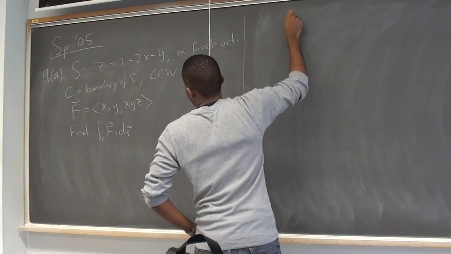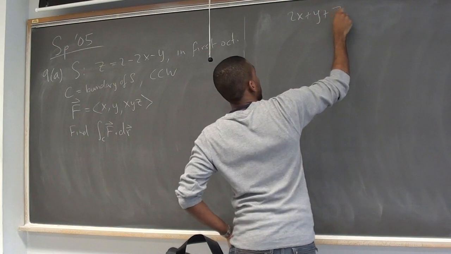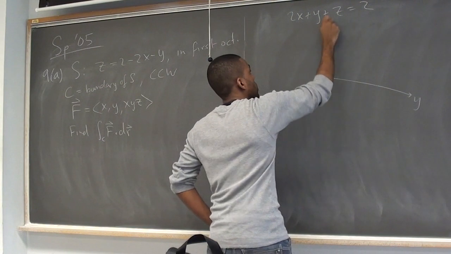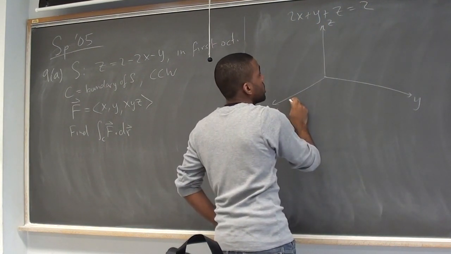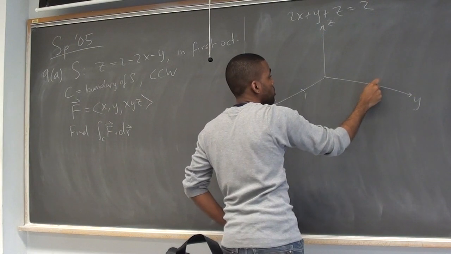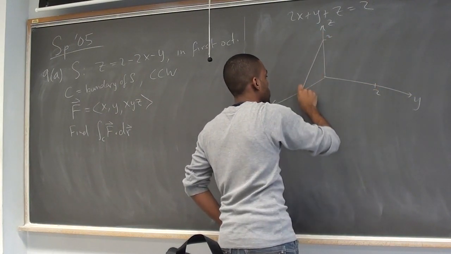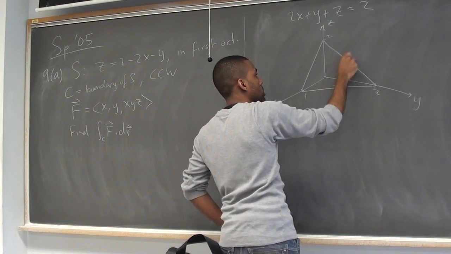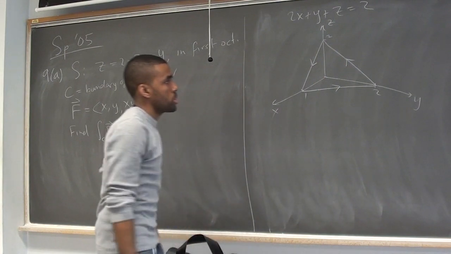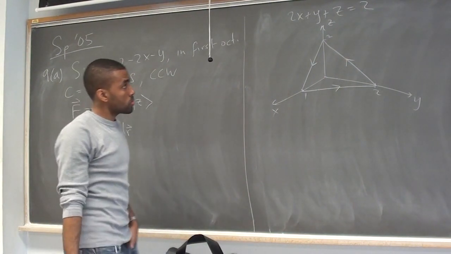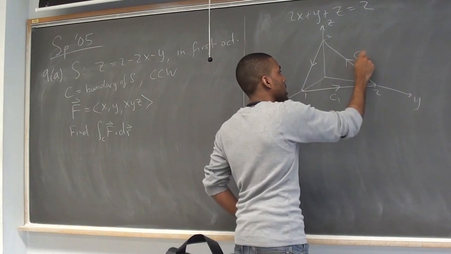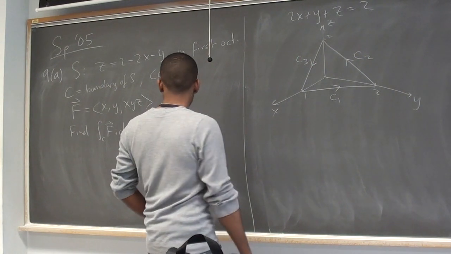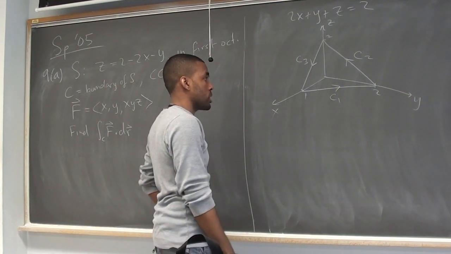So we know this is a plane, 2x plus y plus z equals 2. And if y and z equal 0, x equals 1, y would be 2, z equals 2. That's our plane. If you're looking from above, it's counterclockwise oriented. So it means your arrows are going around that. So my boundary curve C has 3 parts. And yeah, I'm going to find F dot dr. I have to actually do it for each curve.